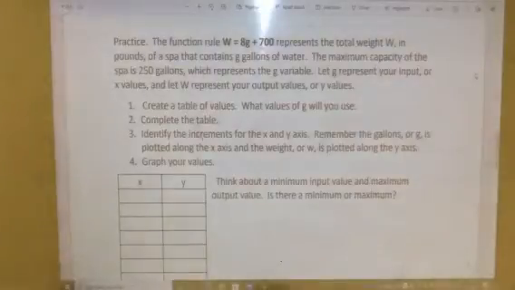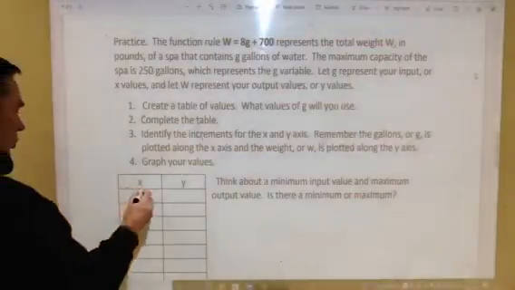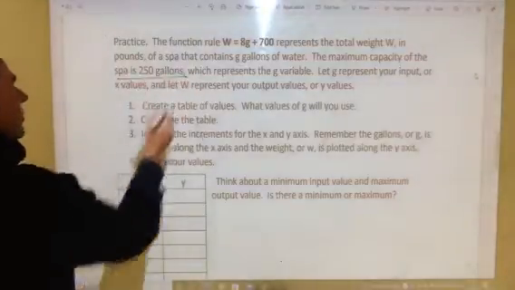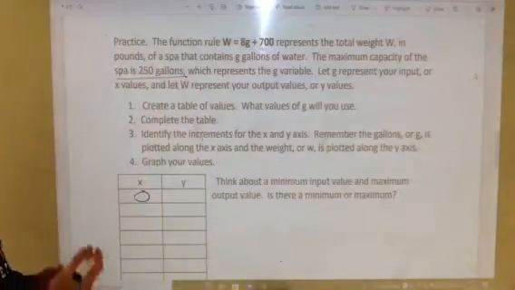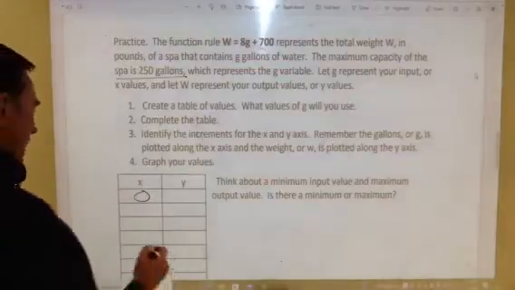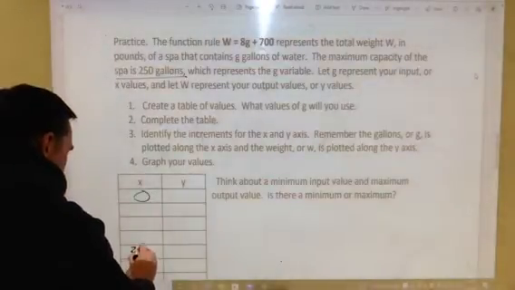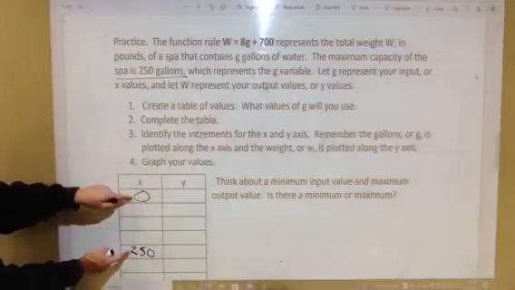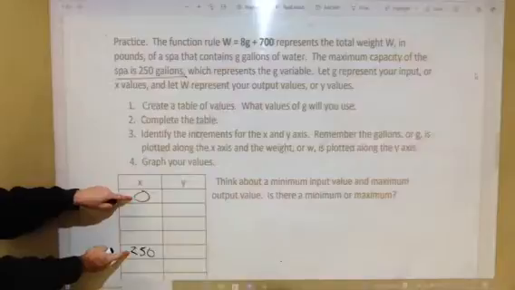In our spa, it can be totally empty, which would be 0. And the most it can have is 250 gallons. So if it's anything else, the water's spilling over and falling out anyway, so we can't gain that way. I'm not going to fill in all of these for the sake of time, but I know all my numbers have to be between 0 and 250.